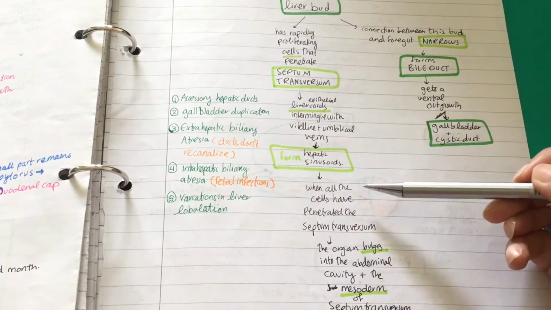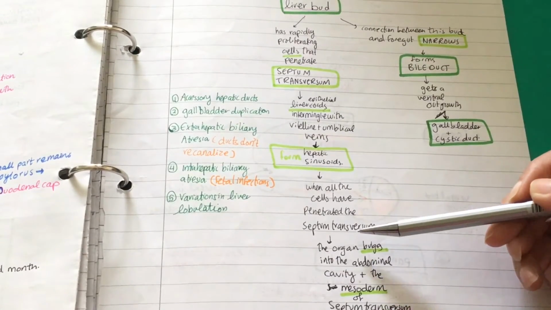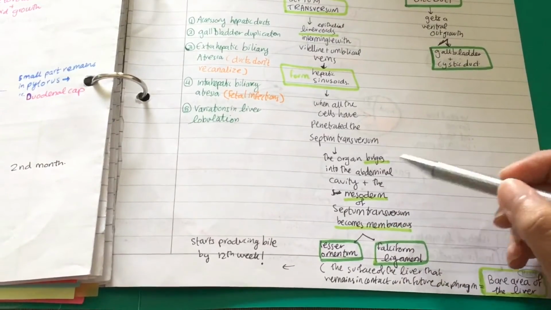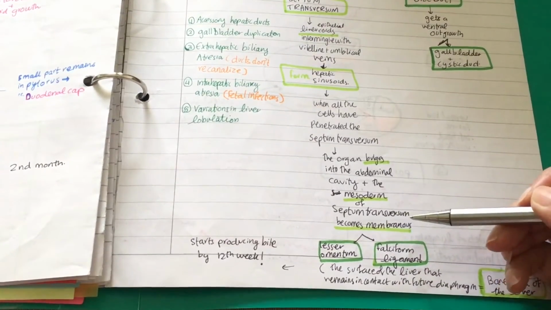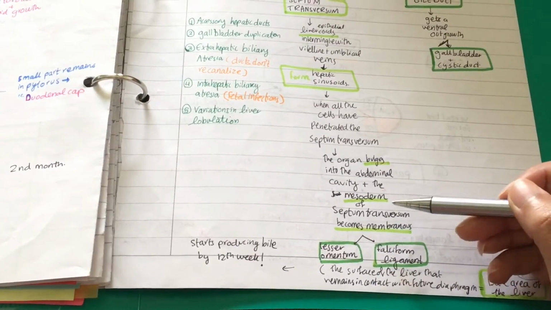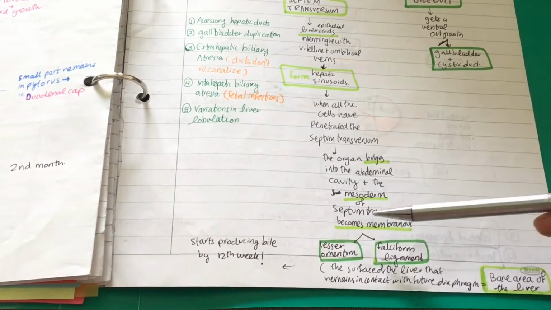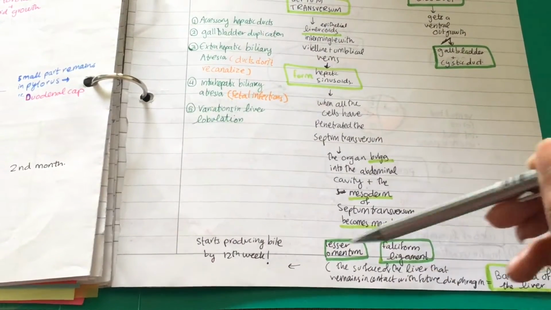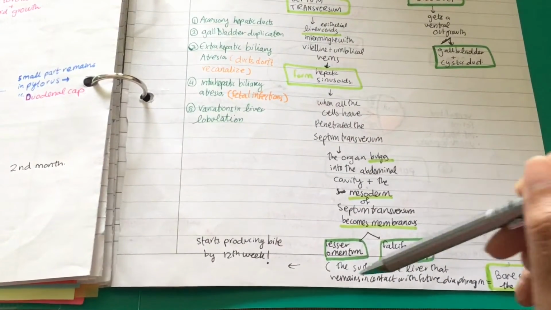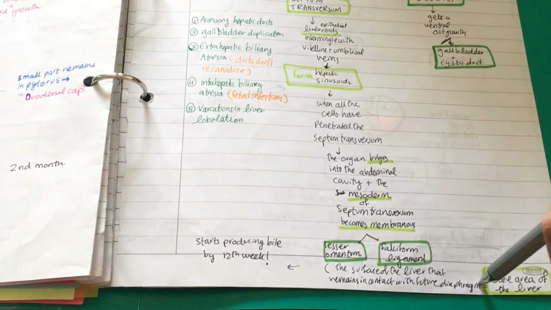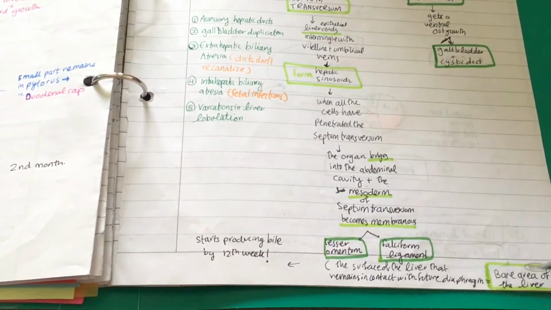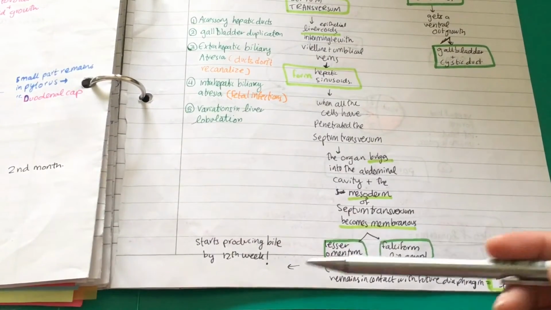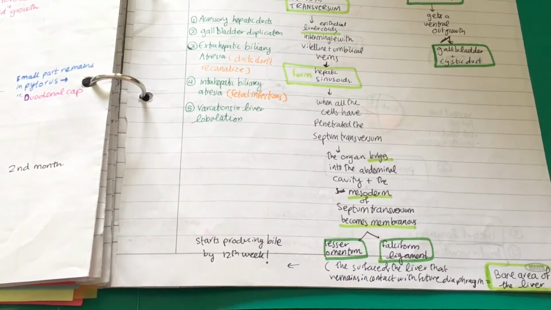When all of the cells have penetrated the septum transversum, the organ bulges into the abdominal cavity, and the mesoderm of the septum transversum becomes membranous, which forms the lesser omentum and the falciform ligament. The surface of the liver that remains in contact with the future diaphragm forms the bare area of the liver. It starts producing bile by the 12th week.